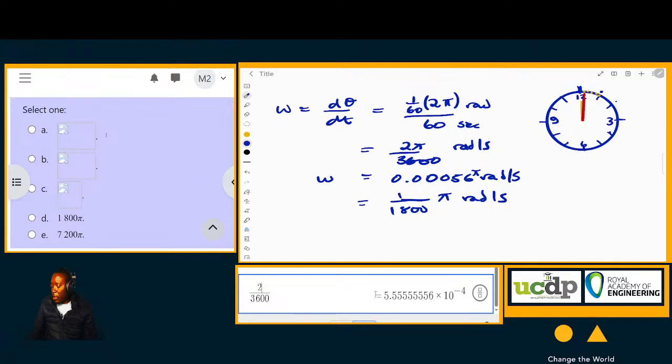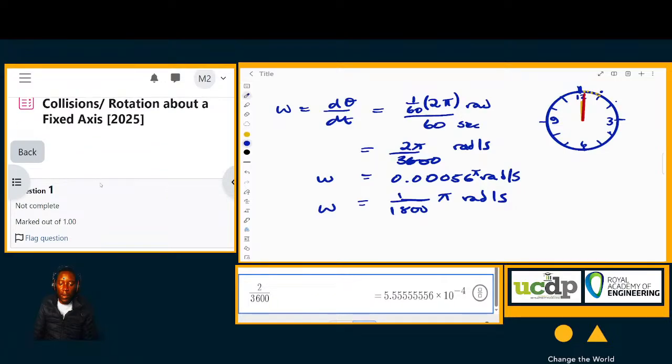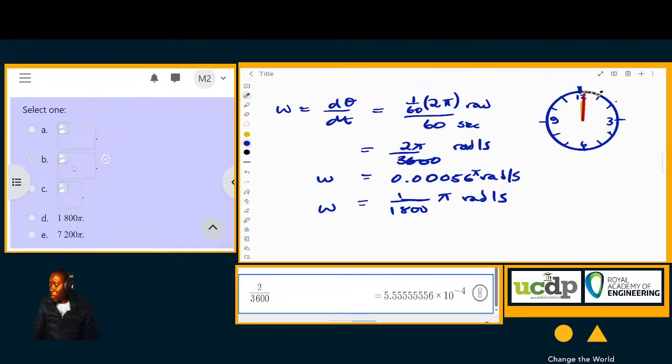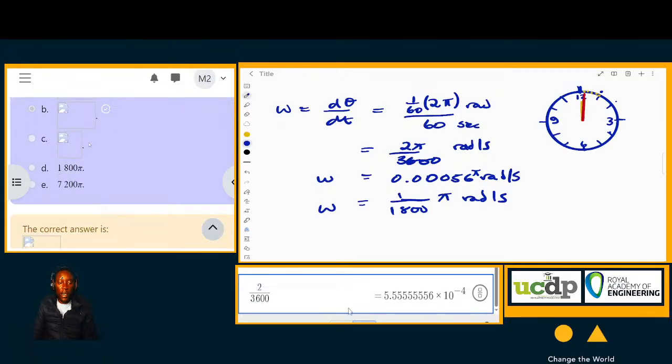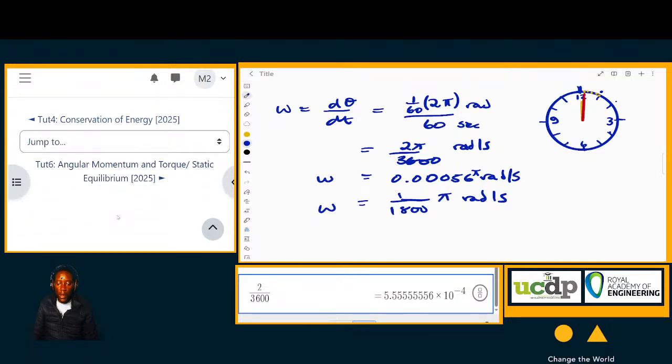That's basically our omega, and for this question, one of the solutions there should be correct. I just don't know which one. But whatever it is, it should be 1 over 1800. Okay, so I chose the correct one. I don't know what was supposed to be there, but definitely it should be π over 1800, not any of D, E, C, or A. So okay, that's it about this part.